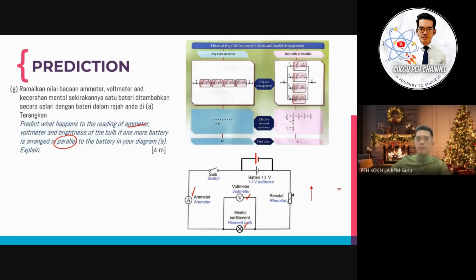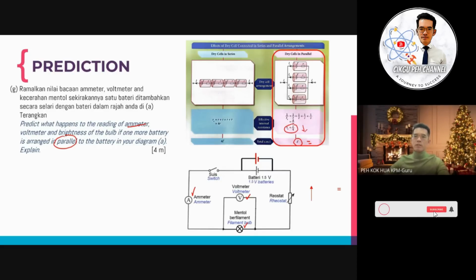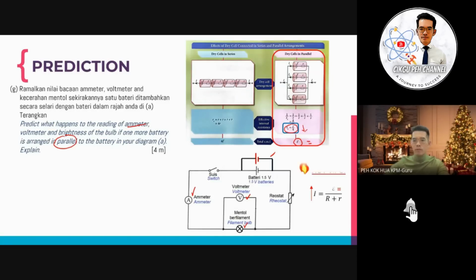Okay, this is a theory that I already explained in my previous video. You can get it from your textbook. Now we discuss the parallel connection for dry cells, so we focus here. There will be two impacts: the effective internal resistance becomes smaller, while the total EMF remains the same if we add one more battery parallel to our current battery, just like the figure here. So this is what we discussed already. The effective internal resistance will be smaller. So here we need to apply a formula.